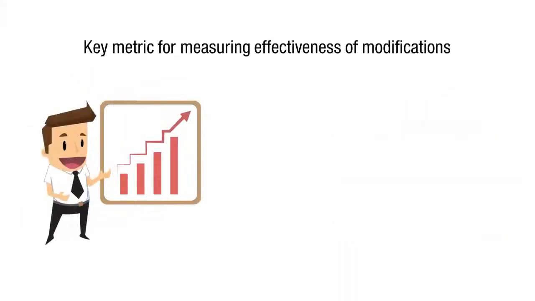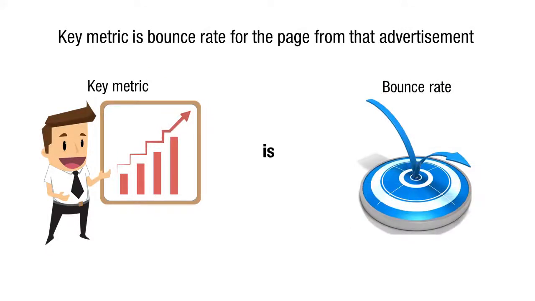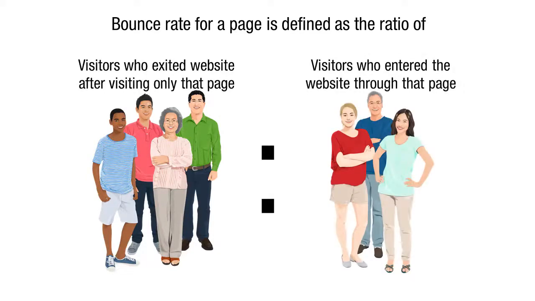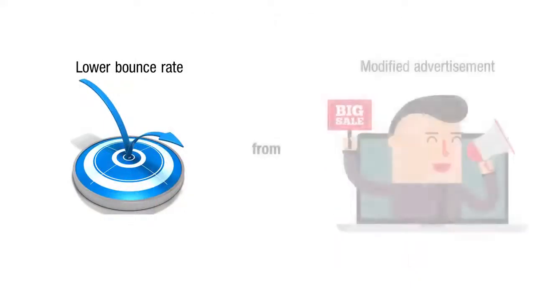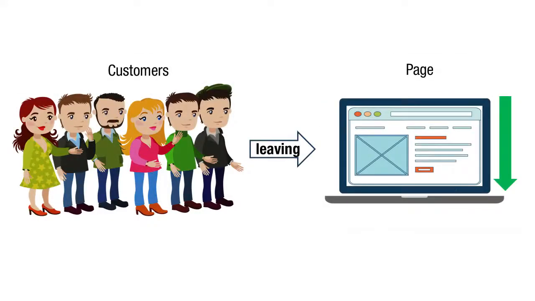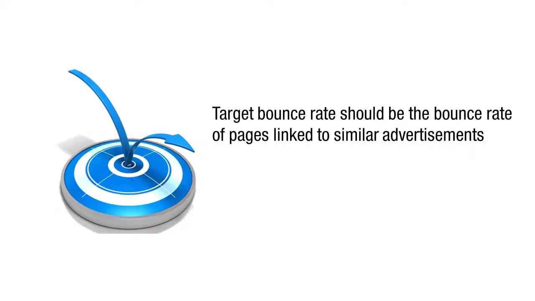A key metric for measuring the effectiveness of these modifications would be the bounce rate for the page from that advertisement. The bounce rate for a page is defined as the ratio of the number of visitors who left a website after visiting only that page to the number of visitors who entered the website through that page, expressed as a percentage. A lower bounce rate from a modified advertisement would indicate that customers were leaving the page less often, possibly because they were finding the page relevant to the advertisement. The target bounce rate should be the bounce rate of pages linked to similar advertisements.